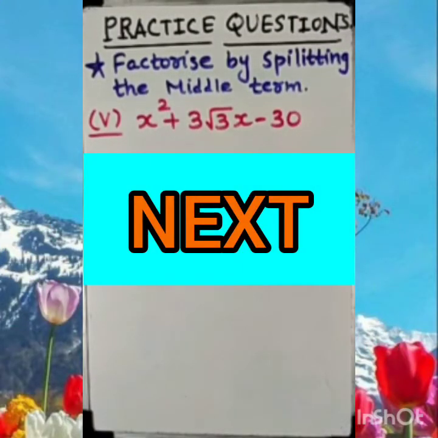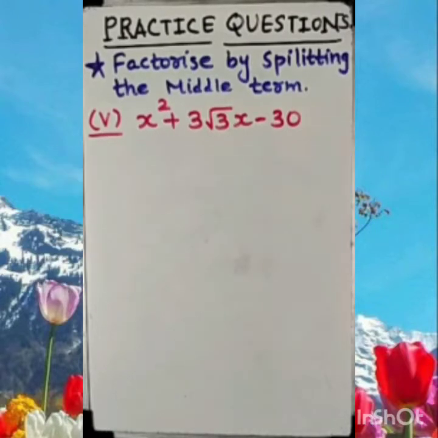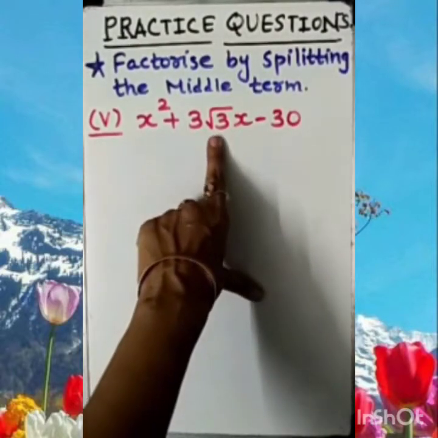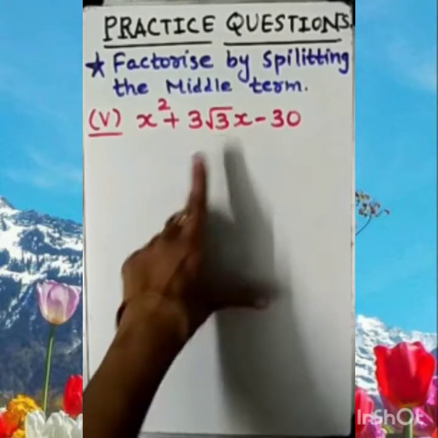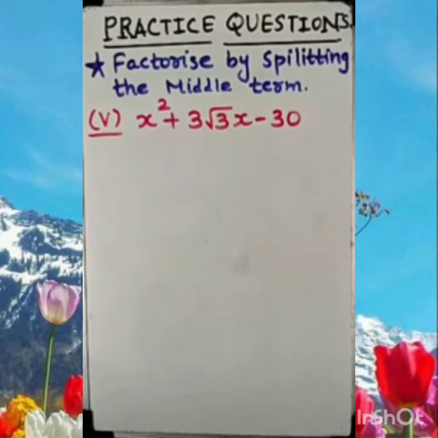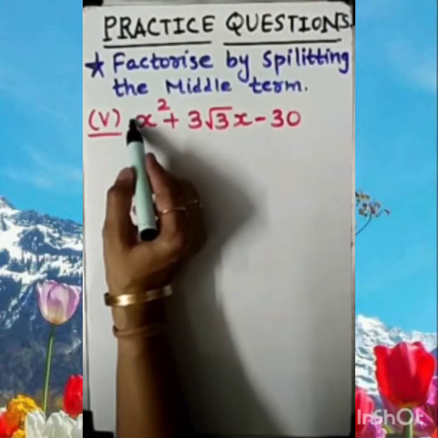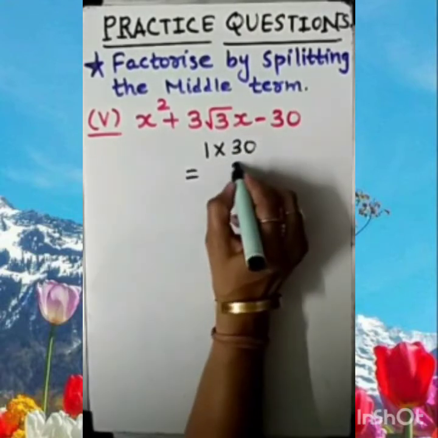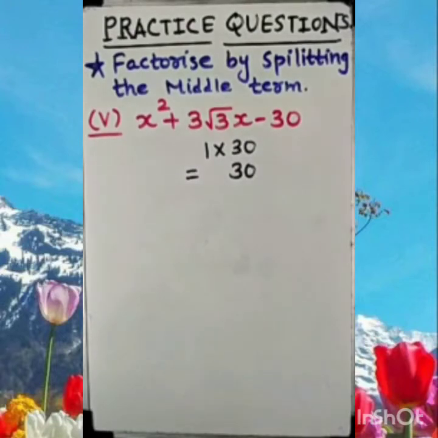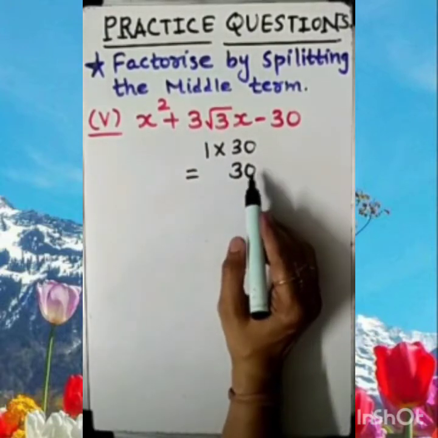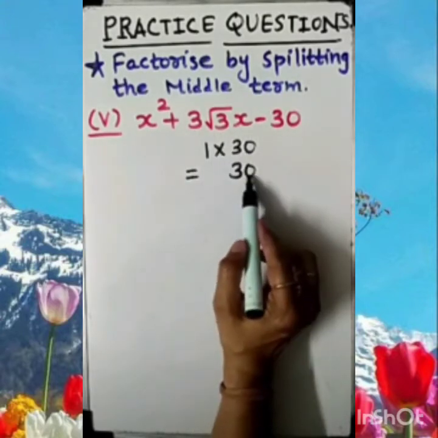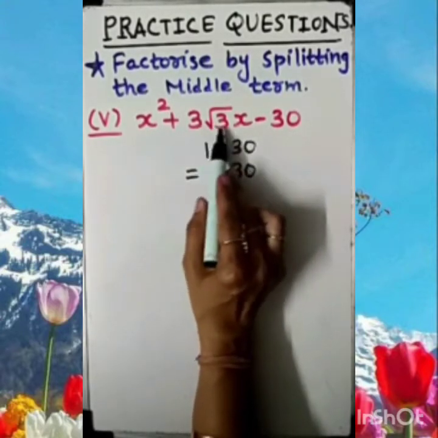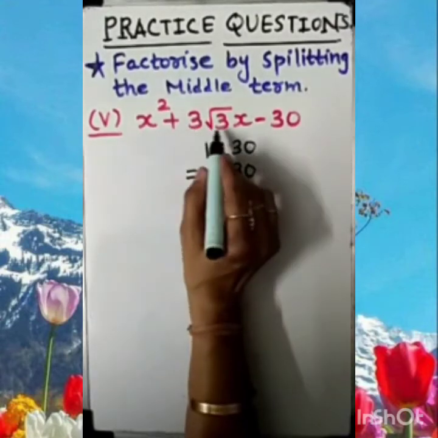So, one more question of the same type on your screen. You can see, dear student, x square plus 3 root 3x minus 30. Here again you can see the middle term has an irrational number, so it is a little bit different from the normal question. First of all, the coefficient of x square is 1. 1 into 30, of course, will be 30. We want the factors of 30 so that we will have 30 as their product. Fine. So here I want 3 root 3.